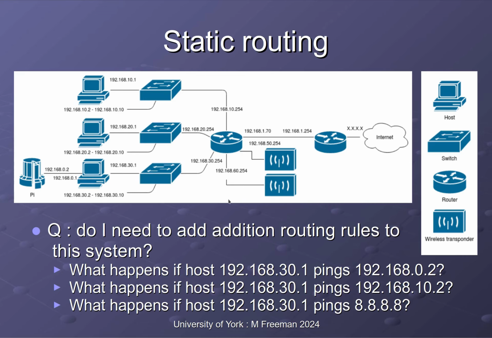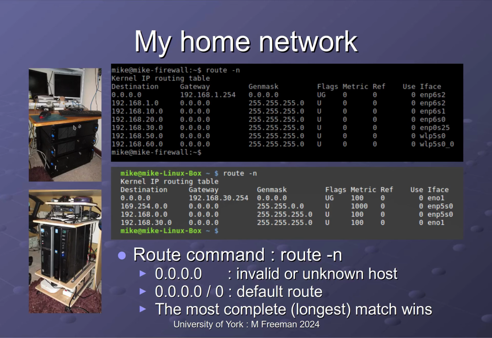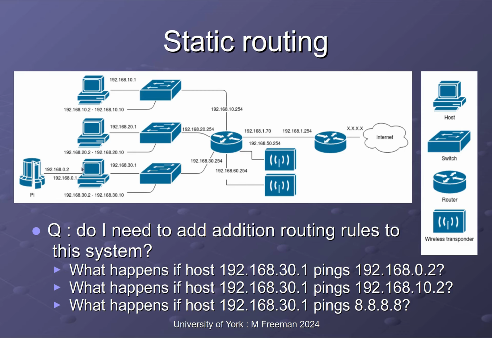Graphically speaking, this was my network setup at home. This is the main router, so this router here is this box here. This is the routing table for that machine. That's my work machine, and that was connected to the Raspberry Pi via a switch to that main router. So let's go through some examples to see how the packets are routed.